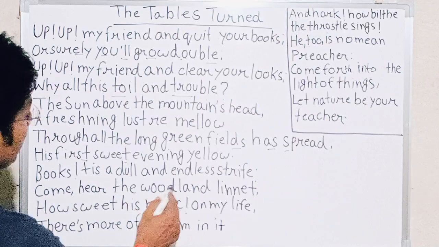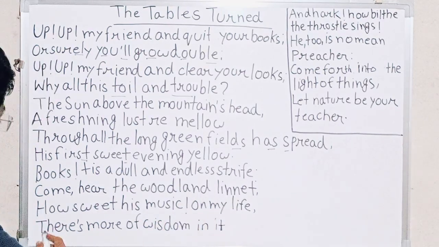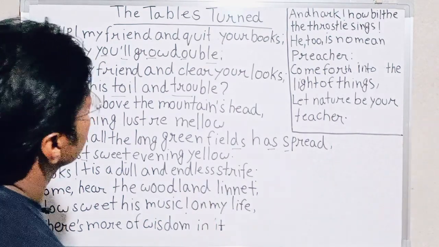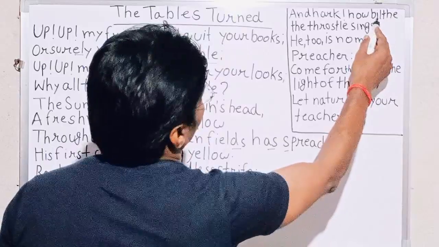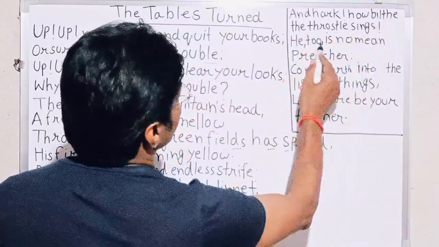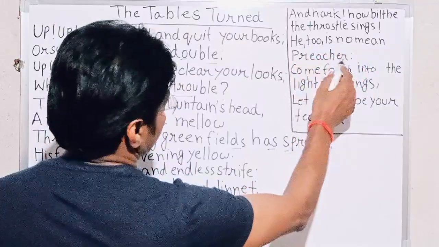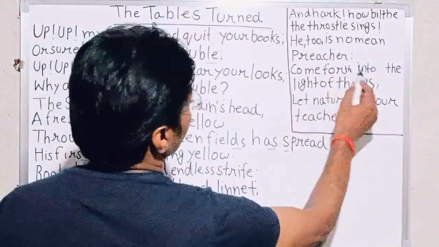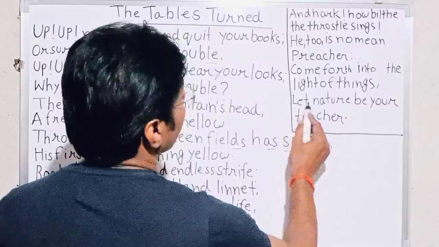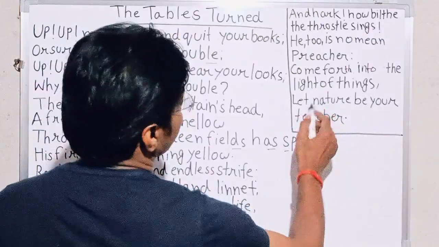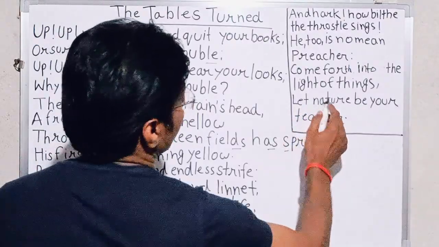Come hear the woodland linnet. How sweet the music on my life. There's more of wisdom in it. And hark, exclamation. How blithe the throstle sings. He too is no mean preacher. Here a negative is used particularly to affirm a positive meaning, that is litotes. Come forth into the light of things, let nature be your teacher. Here nature is compared to a teacher. It means we have here also what? Here we have metaphor also.